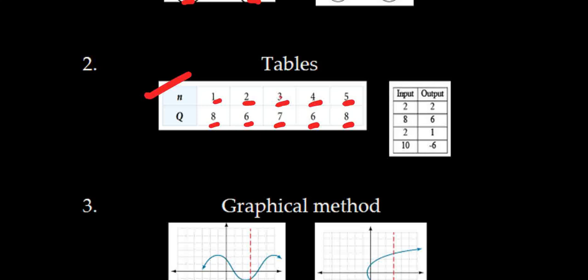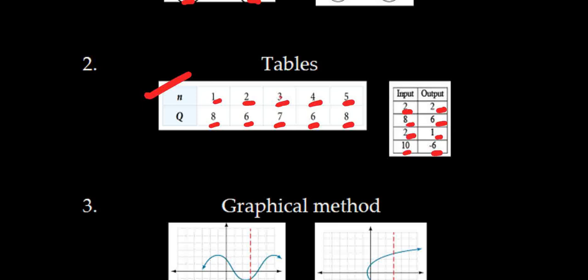Also, we have another example. 2 is an input value with an output value of 2. 8 is an input value with an output value of 6. 2 is an input value with an output value of 1. And 10 is an input value with an output value of -6.